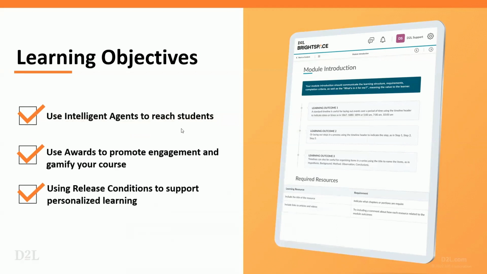All right. So our learning objectives for today: we went over how to use intelligent agents to reach out to students, how to use awards to promote engagement and add a bit of gamification to your course, and using release conditions along with checklists to support personalization of learning.